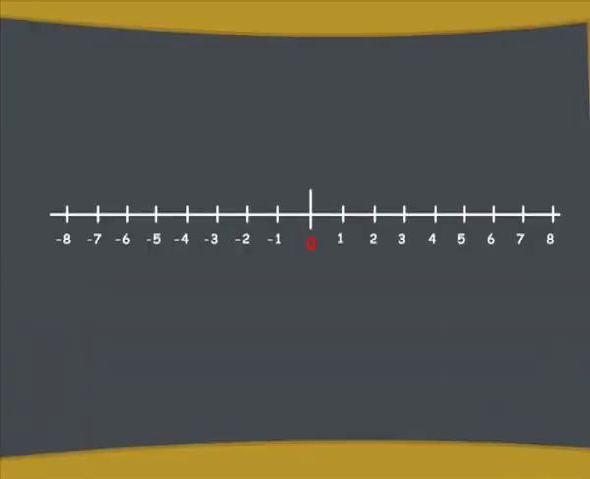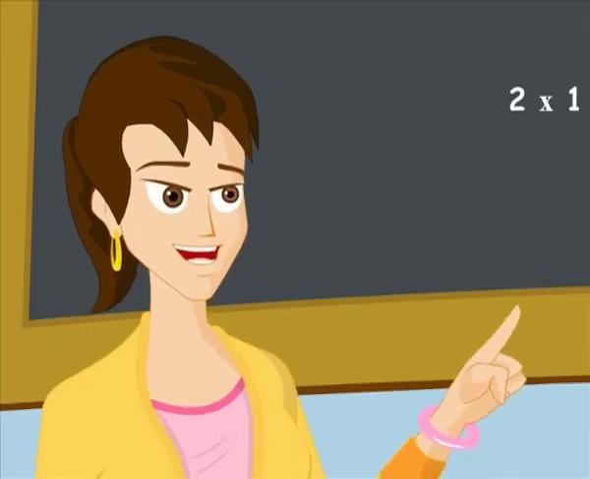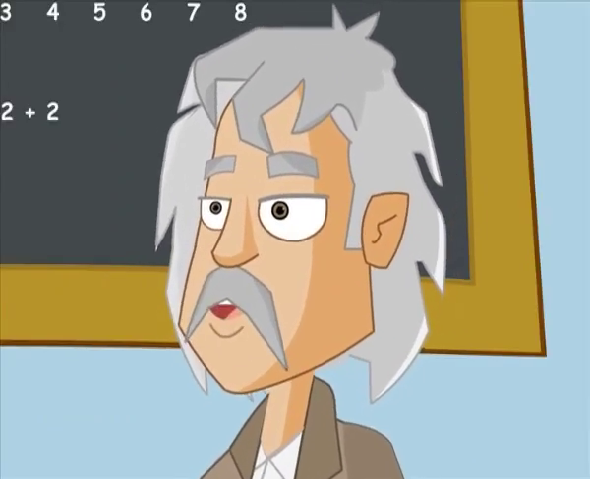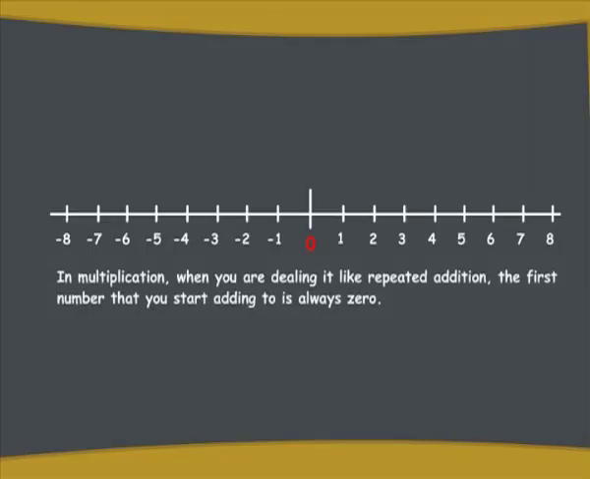Multiplication of integers is repeated addition, but the starting point is always 0. So 2 into 1 is equal to 0 plus 2. 2 into 2 is equal to 0 plus 2 plus 2, etc. It is understood. What's the big deal? You will understand the big deal later, but remember this rule. In multiplication, when you are dealing with it like repeated addition, the first number that you start adding to is always 0. Never forget the 0. It's the most important of all numbers.